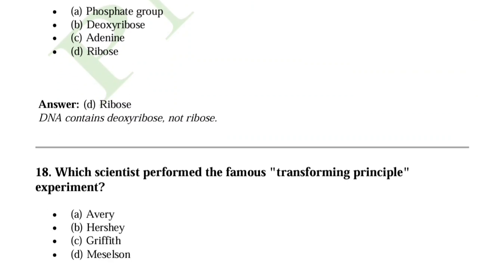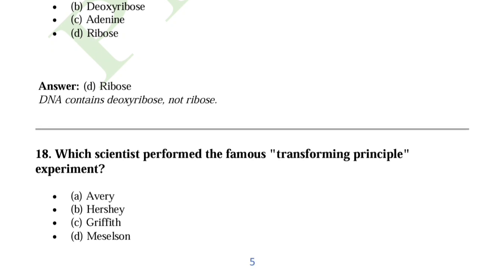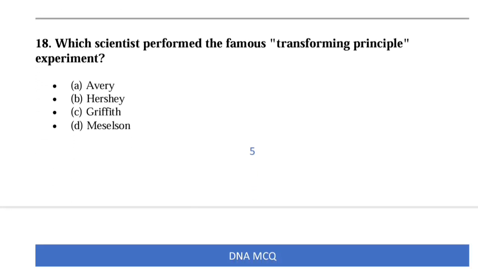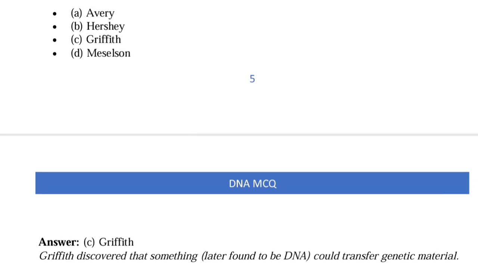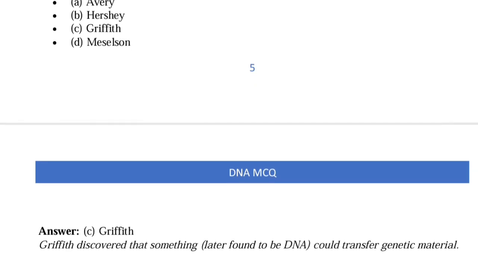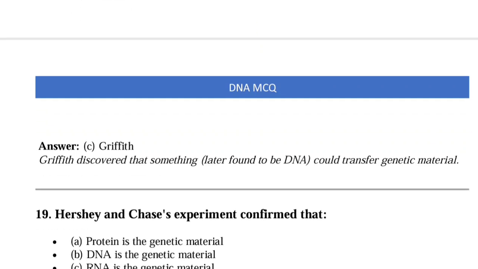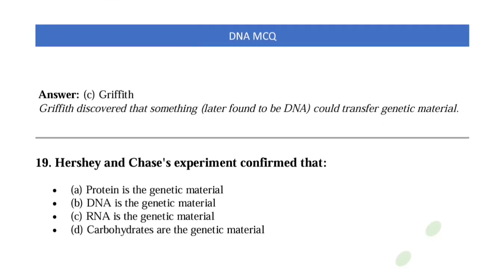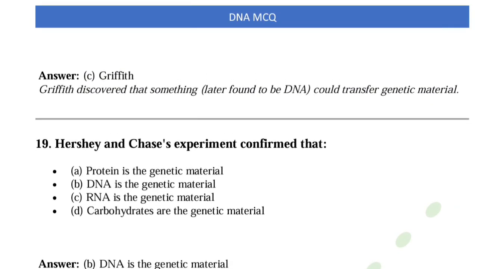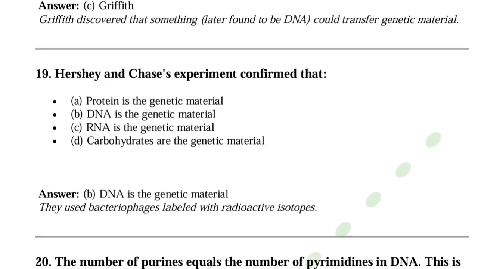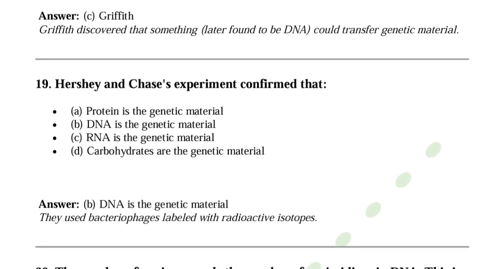Question number 18, which scientist performed the famous transforming principle experiment? So option C is correct. Griffith discovered that something, later found to be DNA, could transfer genetic material. Question number 19, the Hershey and Chase experiment confirmed that. So the Hershey and Chase experiment confirmed that DNA is the genetic material. They used bacteriophage labeled with radioactive isotopes.